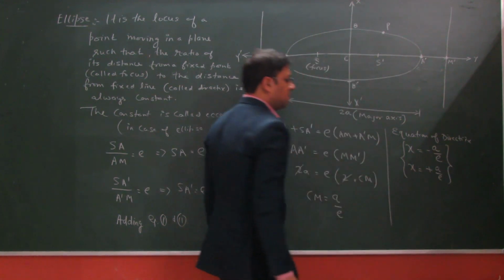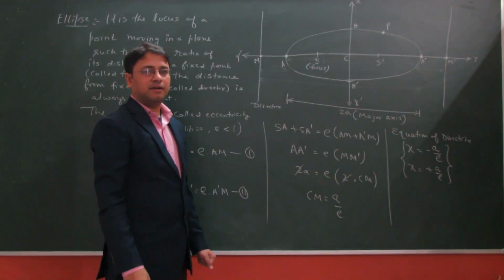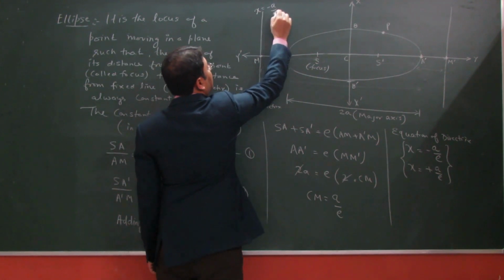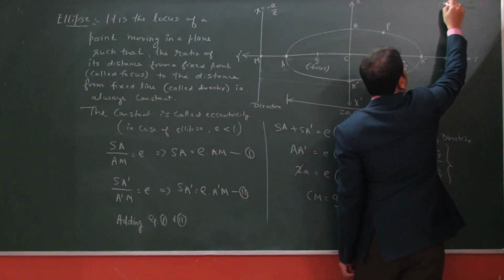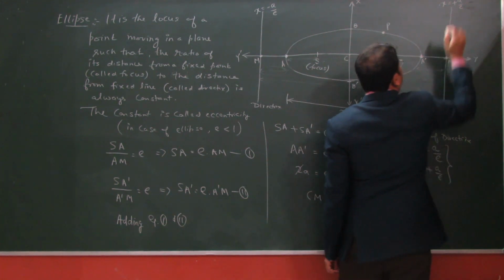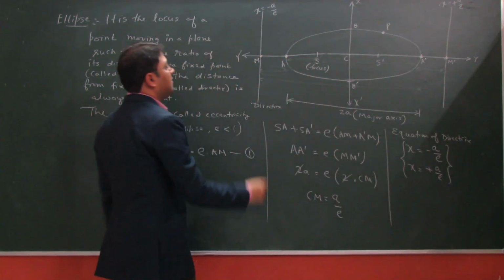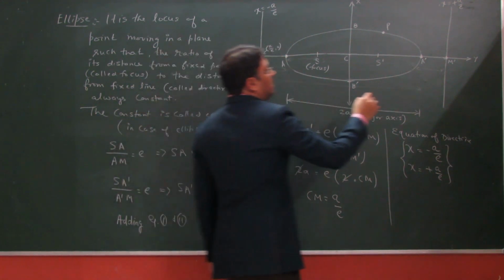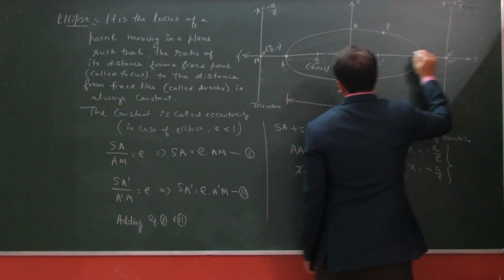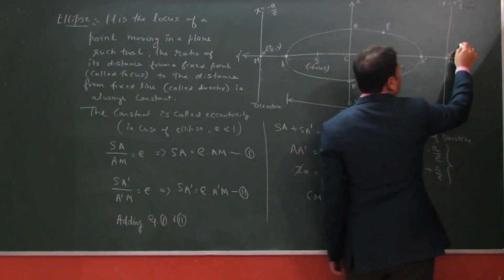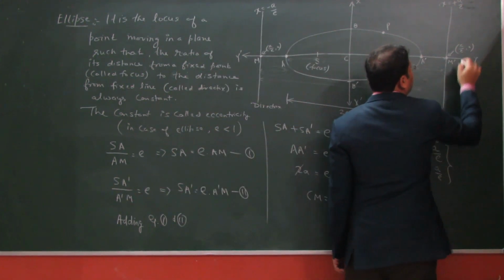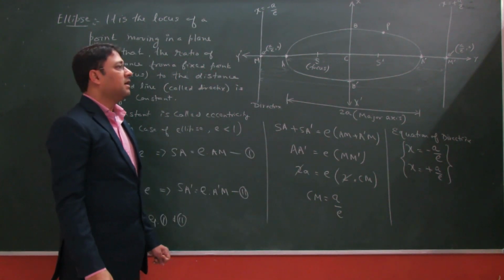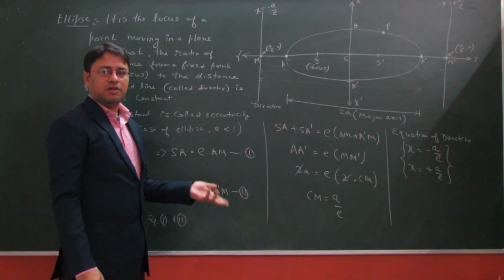So this is the equation of the directrix. This directrix is x equal to minus a by e and this directrix is x equal to plus a by e. From here we get that point M is (a by e, 0) and point M dash is (minus a by e, 0). So we can get the distance of points M and M dash from the center, with the center being considered as the origin in this case.